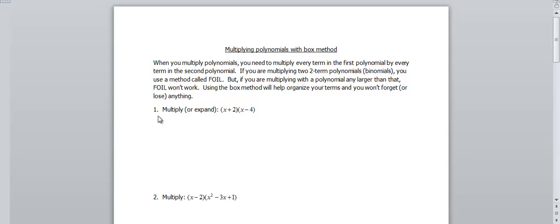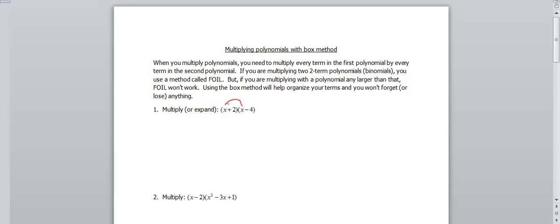Hello, today we're going to be working on multiplying polynomials with the box method, which means we're going to be doing a very visual way to do this. Now, don't forget you can always go back to the ways that I've shown you before with multiplying polynomials by just distributing, or expanding is another word here.